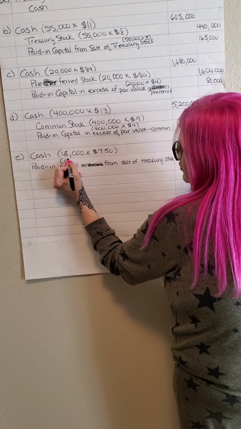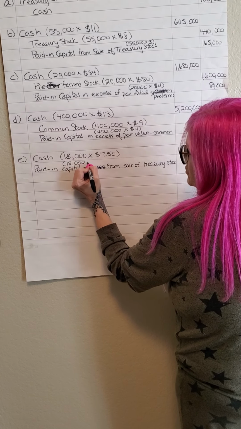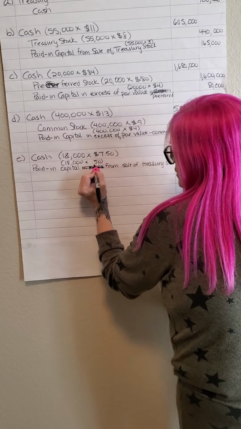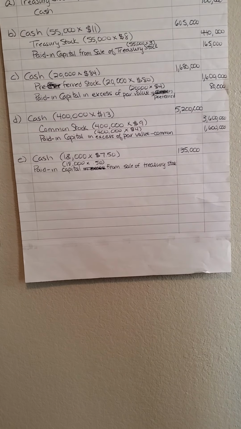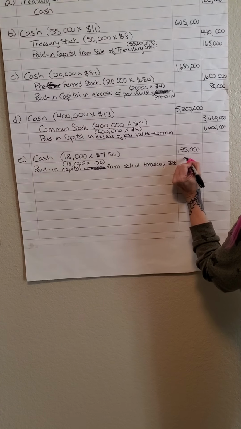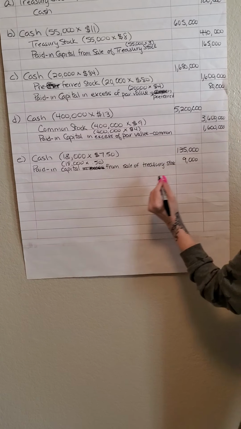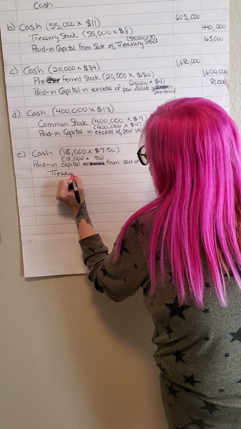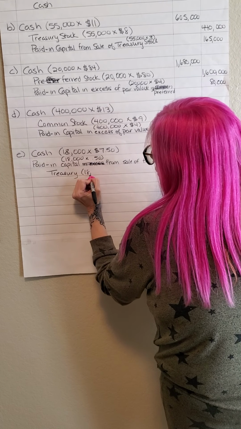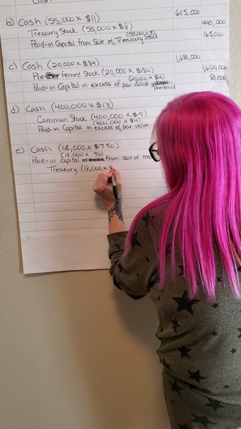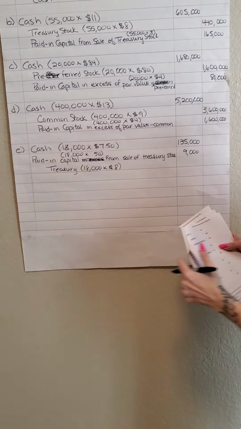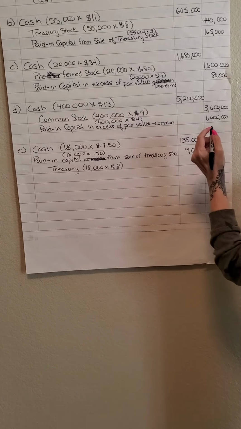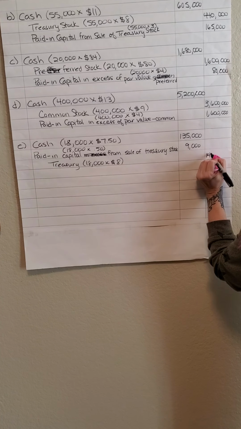So again, this is going to be 18,000 shares times 50 cents a share. That's the amount that we sold it for less than. That's going to be $9,000. And then when we make the credit to the treasury stock account, it's going to be for the total shares that we sold times the amount that those shares were originally purchased for. And that comes to $144,000.